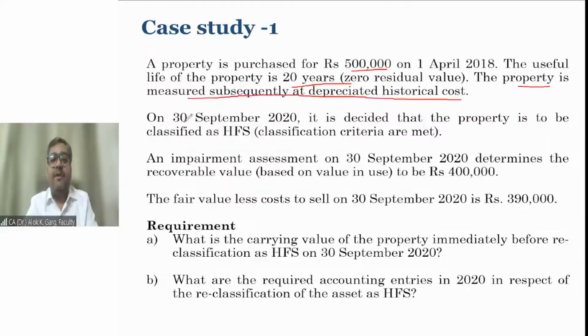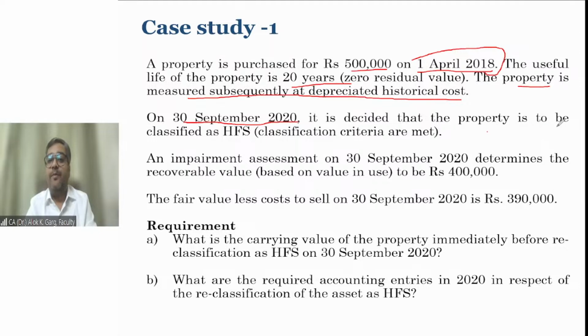On 30th September 2020, so it is talking about the next date, 30th September 2020. The earlier date was 1st April 2018. Means it is talking about after 2.5 years, 1819, 1920, 30th September 20. It is talking about 2.5 years after the date of purchase.